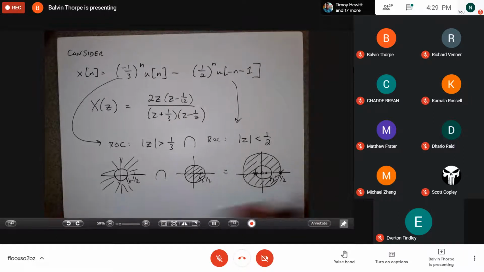And in fact, if I wanted to, I could consider a purely left-handed signal that had, again, the same algebraic thing and the same pole zero plot, but the ROC would be basically just inside this circle here. So fundamentally, there are actually three possibilities for valid Z transforms that have the same pole zero plot, okay?